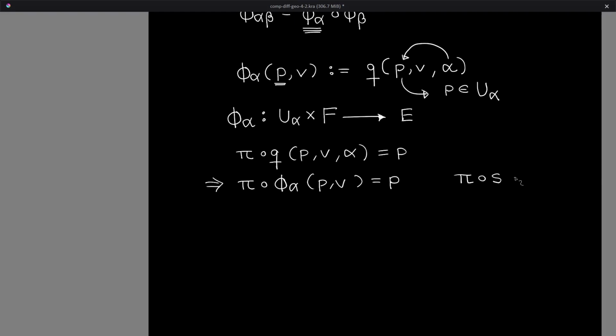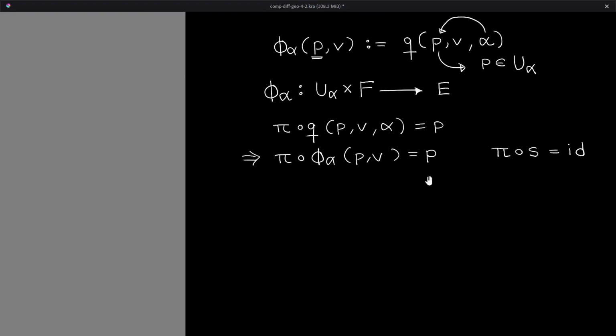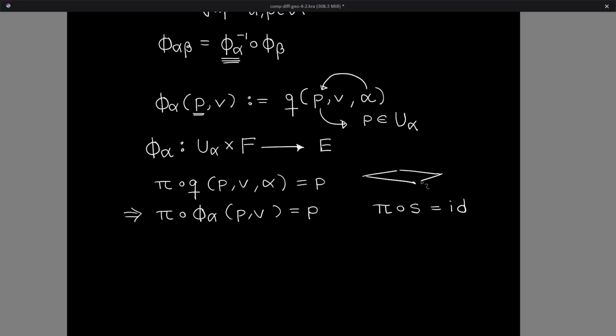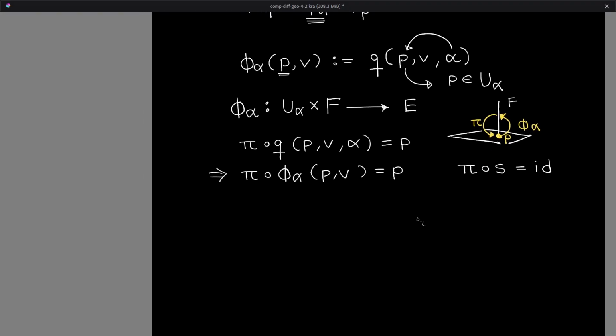Pi after S is equal to the identity map. It's a very similar argument where we have this manifold where phi alpha is acting in such a way that it makes a round trip on this fiber. So if this is the fiber, then phi is going from this base point P up somewhere here, and then it's going back down using pi. So this is pi, this is phi alpha.